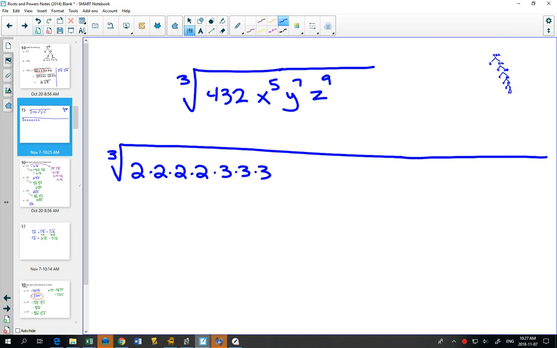What does x to the 5 mean? Okay. Thanks for picking 9. Thanks a lot. All right. What does y to the 7 mean? 1, 2, 3, 4, 5, 6. And then 9.